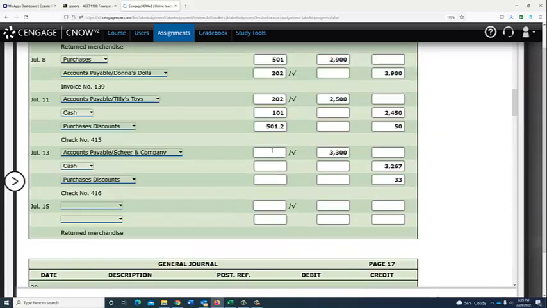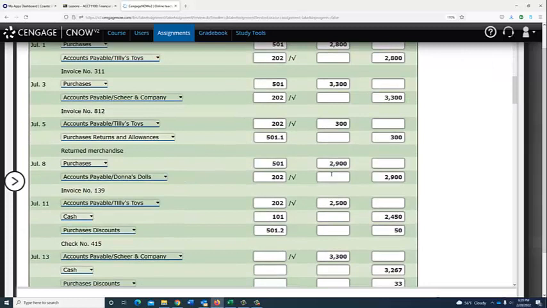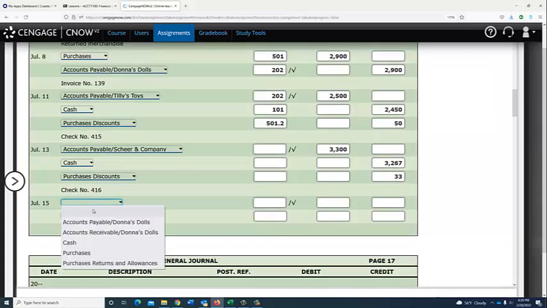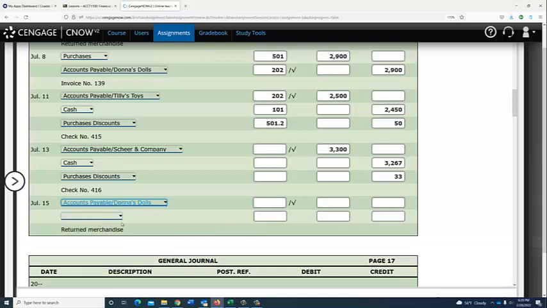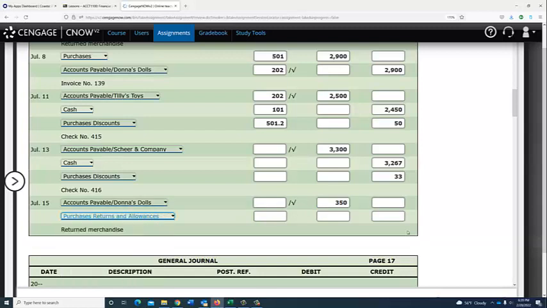Okay, on the 15th, we returned merchandise purchased from Donna's Dolls and got a credit memo for $3.50. So we have got a purchase return and allowance. So we are going to reduce the accounts payable to Donna's Dolls for $3.50 and then enter the purchase return and allowance for $3.50.